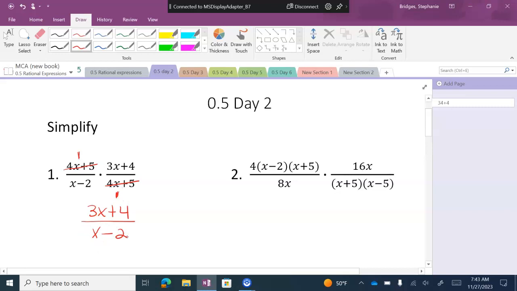And then can anything else simplify? No. Some people might start looking at the 4 and the 2 and saying I can reduce those, but the 4 is attached to that 3x with that plus sign, and that 2 is attached to the x, so therefore we cannot simplify those, and we would leave our answer just like that. We got rid of what was the same at the top and the bottom, and then we multiply whatever is left.